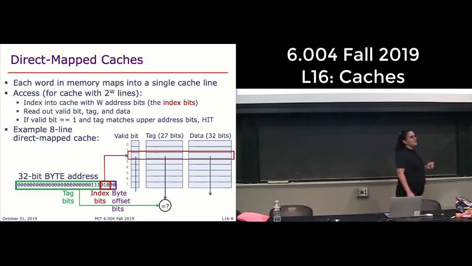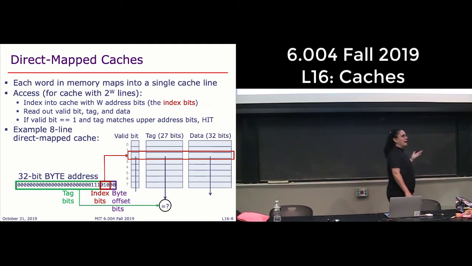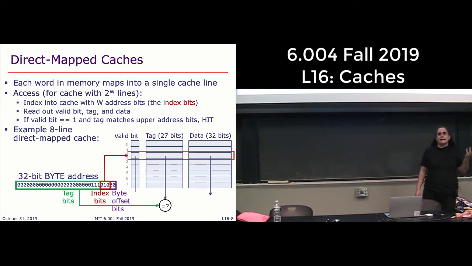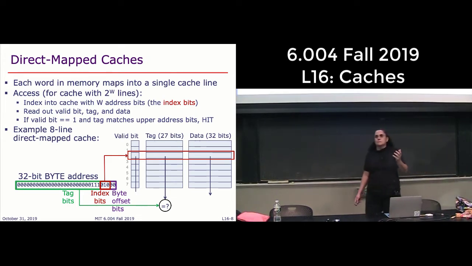Now, if I get a match, then the next thing that I check is whether the data in this line is actually valid. Why wouldn't my data always be valid in my cache? Any ideas? What happens on startup? I might have garbage in my cache, right?